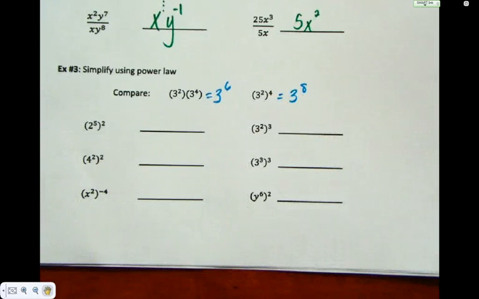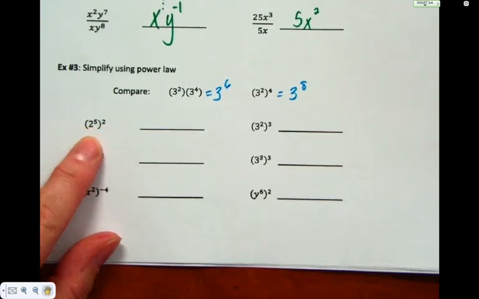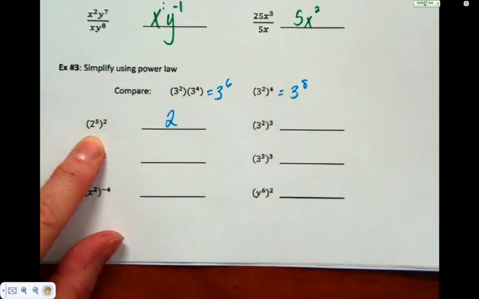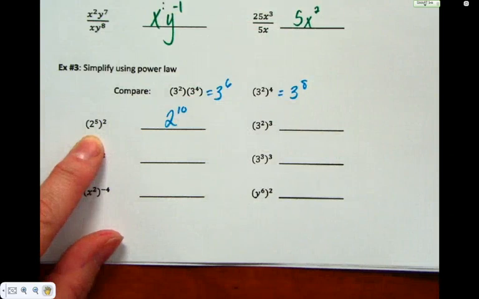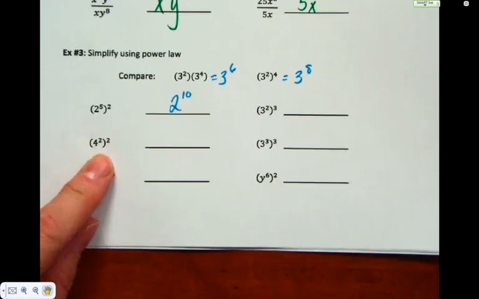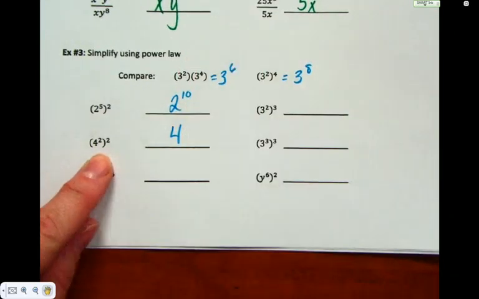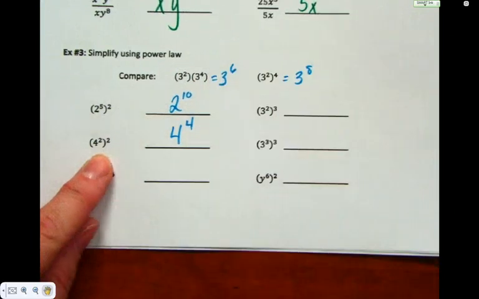We're going to practice just power law. This is 2 groups of 5, and if I have 2 groups of five 2's, how many 2's do I have? 10. Again, I'm going down the columns, not side by side. This means 4 squared squared, so that's 2 groups of 2. How many 4's do I have if I have 2 groups of 2? 4. Notice the base didn't change.